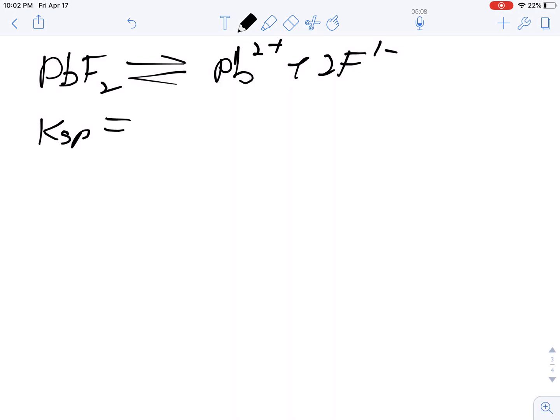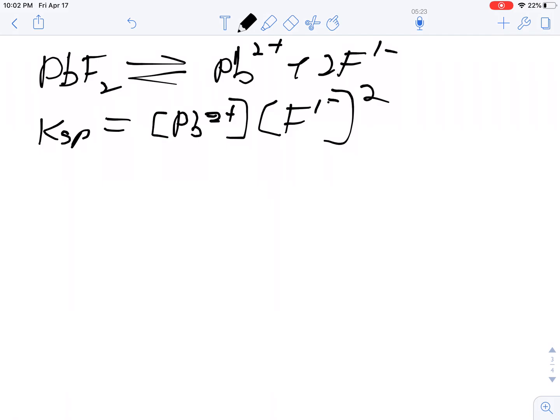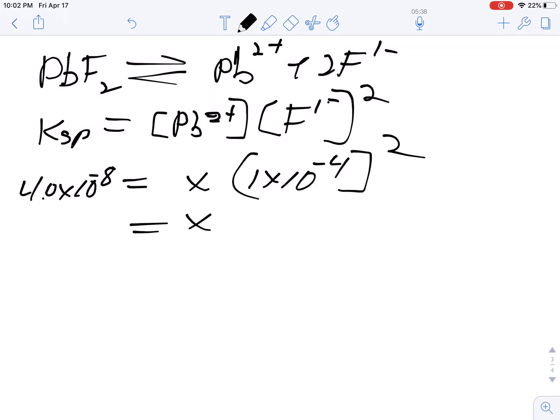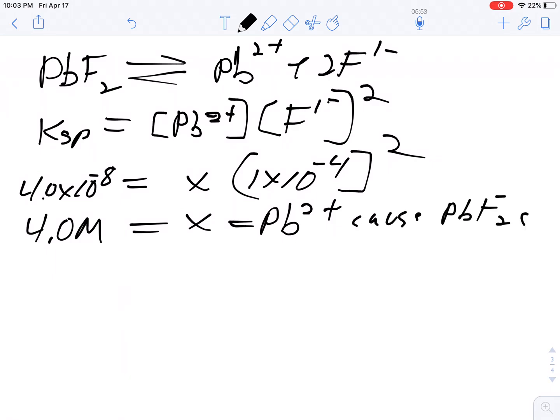So the KSP is going to be equal to the concentration of lead times the concentration of fluoride squared. The KSP is 4 times 10 to the negative 8th. That's given in the problem. I don't know the concentration of lead, but they did tell me the concentration of the fluoride. So I solve for X, and it comes out to be 4 molar. So that is the concentration of lead required to cause lead fluoride to precipitate out into a solid. So let's remember that number and move on to the next one.